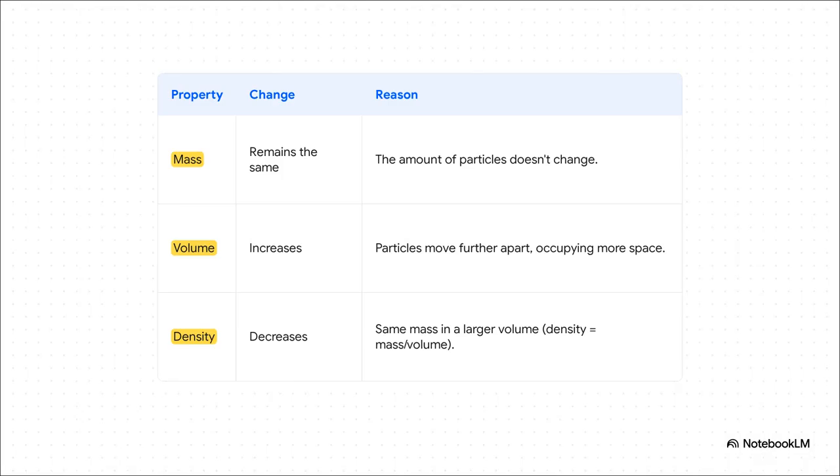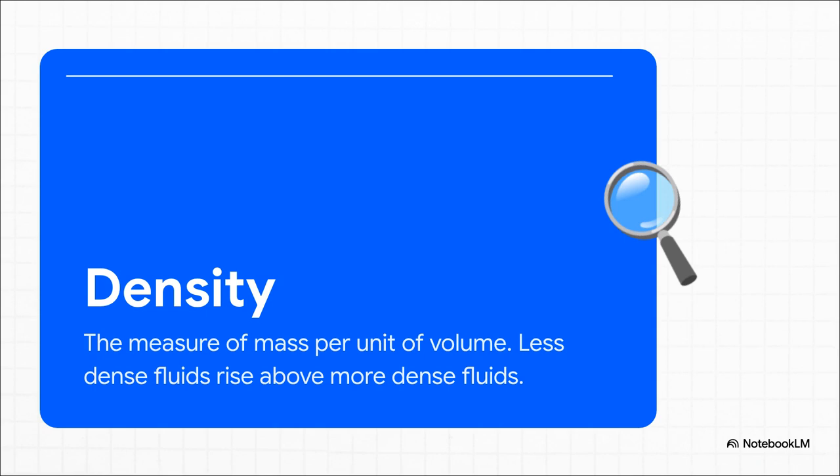Okay, so what actually happens when you heat up a fluid? First off, the amount of stuff, the mass, stays exactly the same. You're not adding or removing particles. But those particles get energized. They start zipping around and spreading out, which means the volume increases. And here is the absolutely crucial part. If you have the same amount of stuff in a bigger space, well, it's less packed together. Its density goes down. To put it simply, density is just how tightly packed something is.